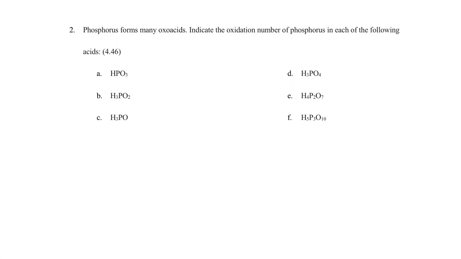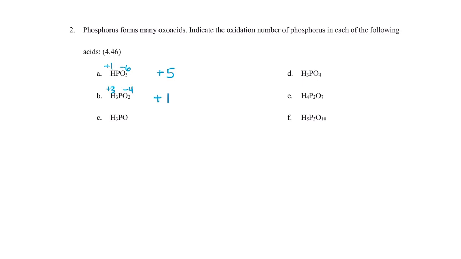In number 2, we're asked to identify the oxidation number of phosphorus in several different oxyacids containing phosphorus. In letter A, I can look at the oxidation number of hydrogen as +1 and each oxygen as -2. Since there's 3 oxygens, that totals -6. The hydrogen is +1, so I have a -5. The oxidation state of phosphorus is +5 to add up to 0.